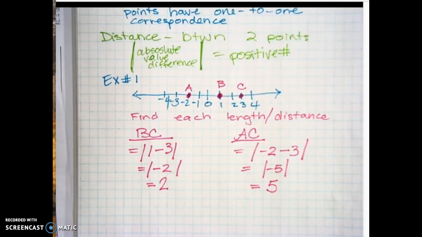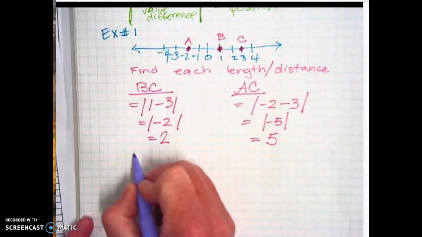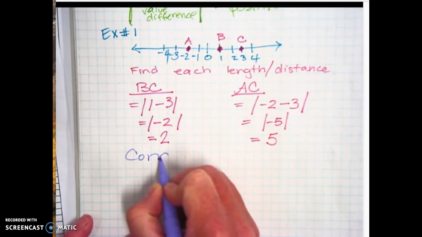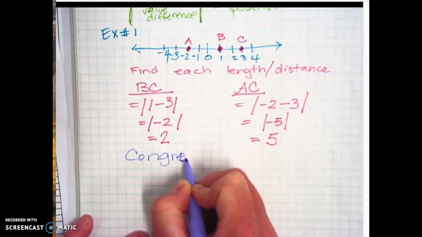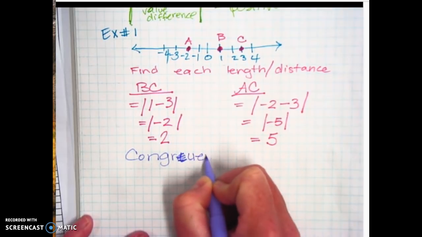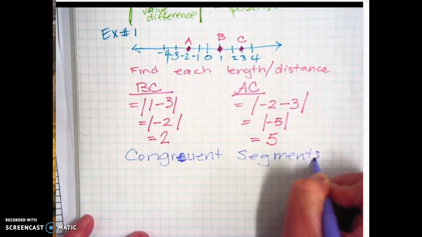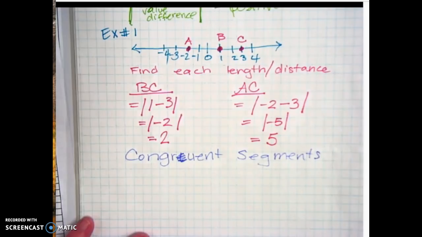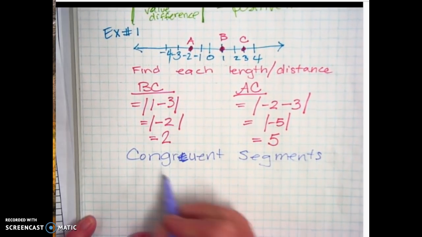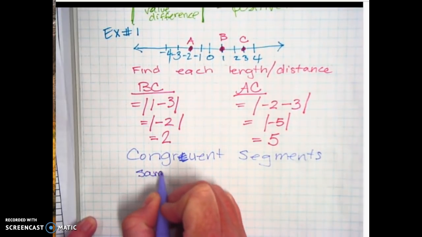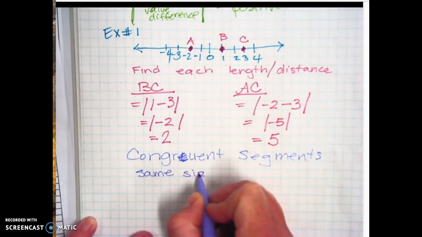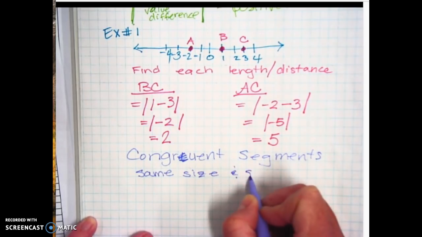The next thing we're going to talk about is this word congruent. Oh, I spelled it wrong. Congruent segments. And as geometry goes along, we're not only going to have congruent segments, we're going to have congruent triangles, we're going to have congruent quadrilaterals, we're going to have congruent pentagons. This word is going to keep coming up in geometry. It basically just means the same size and the same shape.